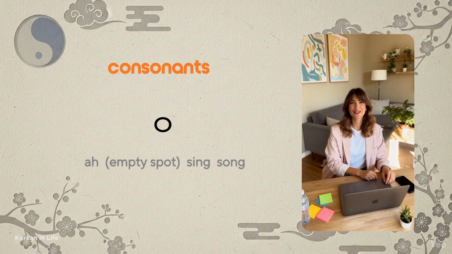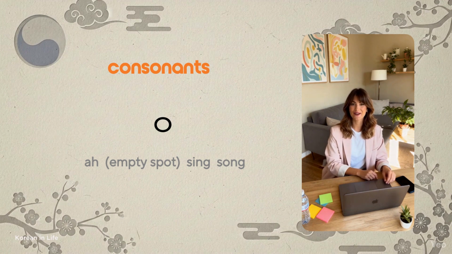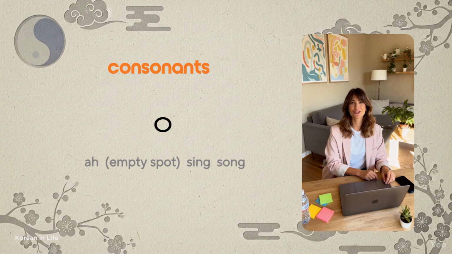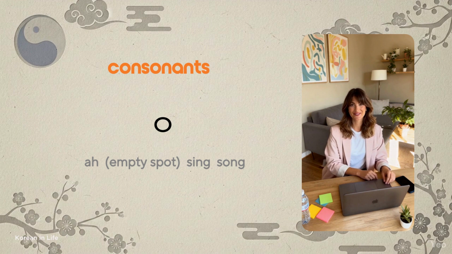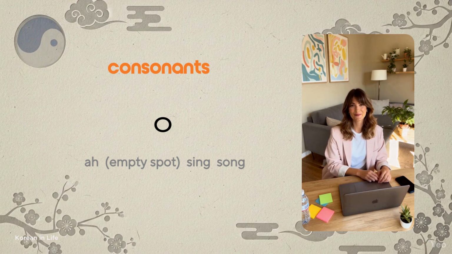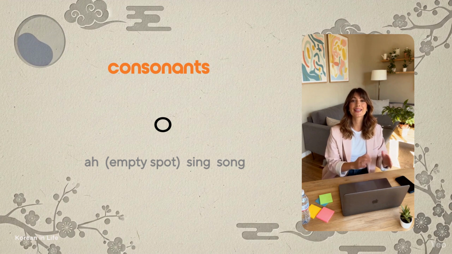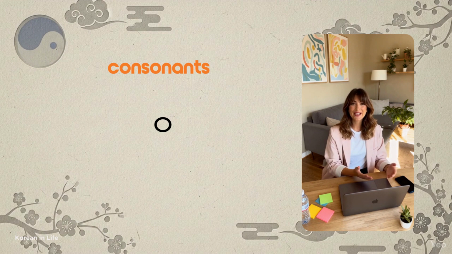Job number 2. When Ieung comes at the end of a syllable block, it becomes the ng sound, like in sing or song. It's that sound, like in kang or pung. It's really special, isn't it? Silent at the start, ng at the end. Be sure to remember that.